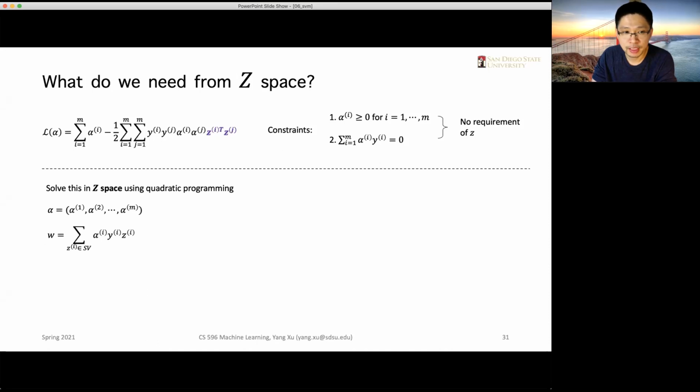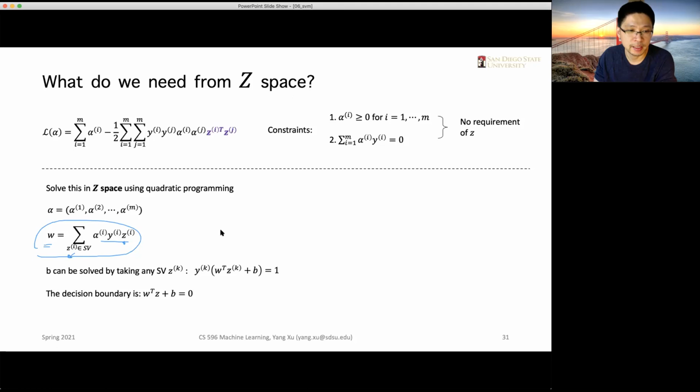It will return the alphas, and we can use the W in Z space to solve. We can use this equation in Z space to solve the W. Okay, so it's just a replacement of X with Z's. The form is the same in Z space as in X space, and the B can also be solved by taking any data points that are support vectors.